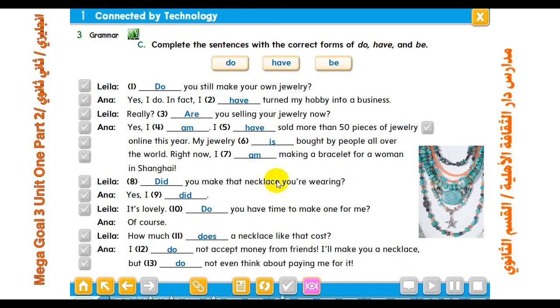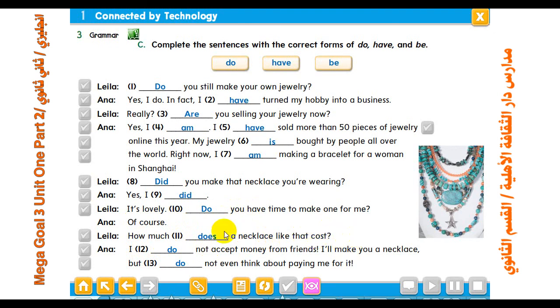Did you make that necklace you are wearing? This is a question in the past simple tense, beginning with did. The answer: yes, I did. It's lovely. Do you have time to make one for me? This question is in the present simple tense and it expresses a fact or an opinion. Okay? Of course. How much does a necklace like that cost?